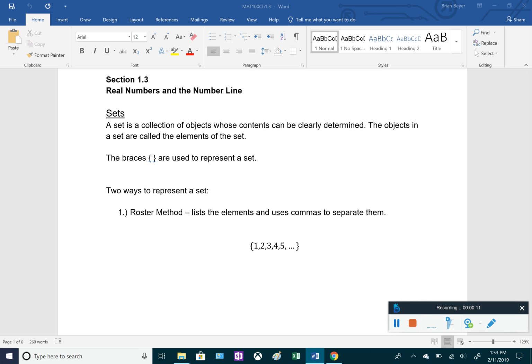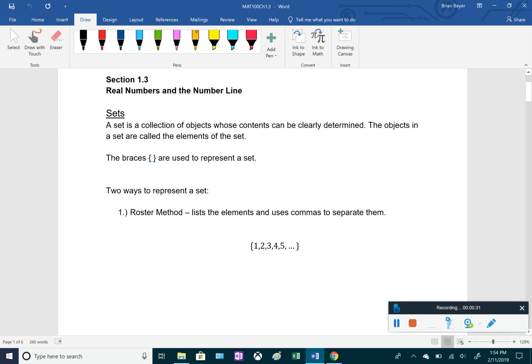So a set is just a collection of objects, and technically it's a collection of objects whose contents can be clearly determined, and the objects in a set are called elements of the set. So everything inside of a set is just called the elements of the set. What we use to denote a set are these braces, which I tend to call squiggly brackets a lot. Anytime you have those, it typically means that you have a set of elements.